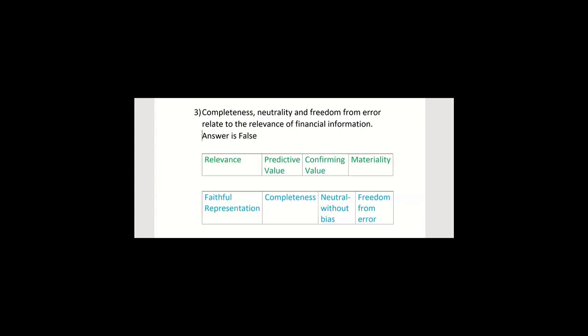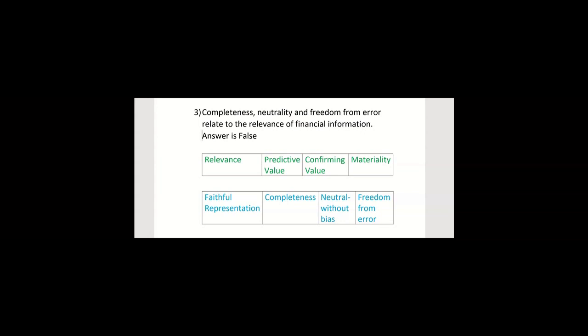Number three, completeness, neutrality, and freedom from error relate to the relevance of financial information. True or false? False. Look again. Right. Completeness, neutrality, and freedom from error relate to faithful representation, not to relevance. And that's what they're going to do when they test you on the FASB framework. They're going to play one against the other.